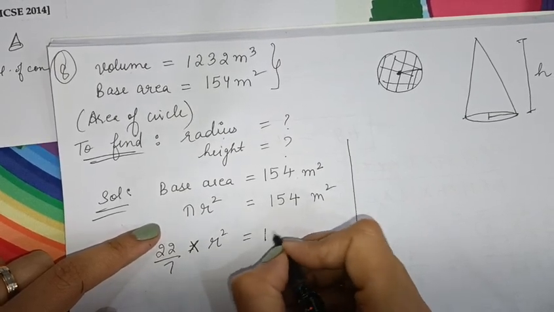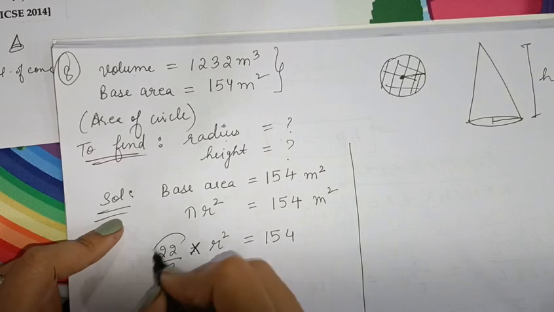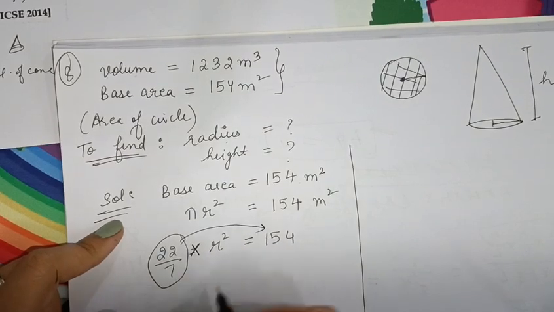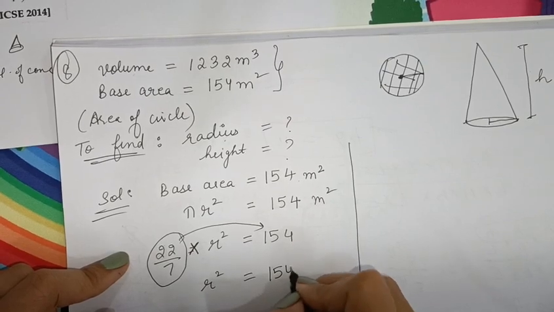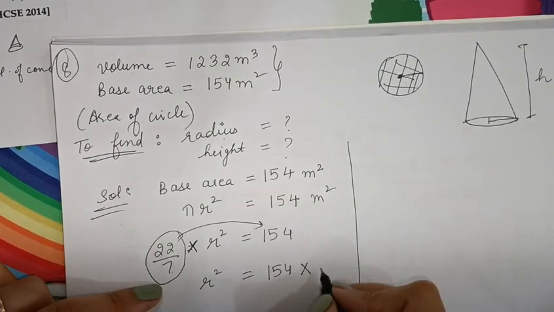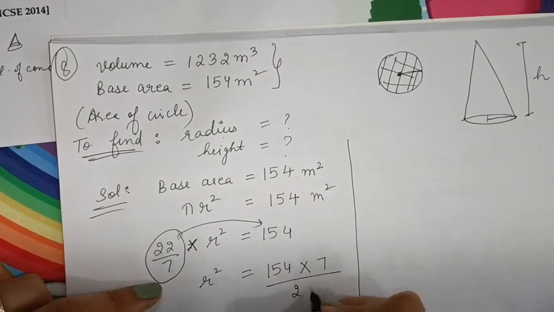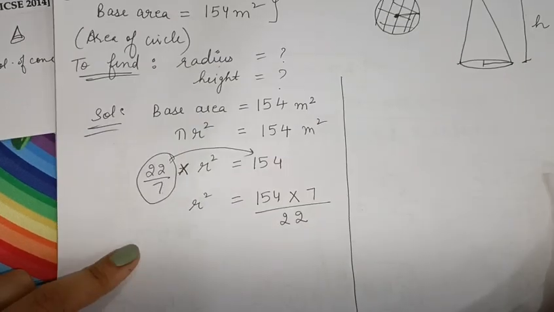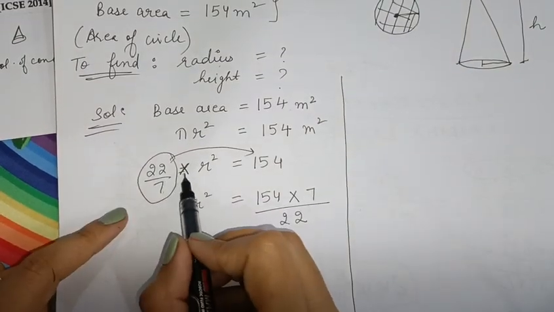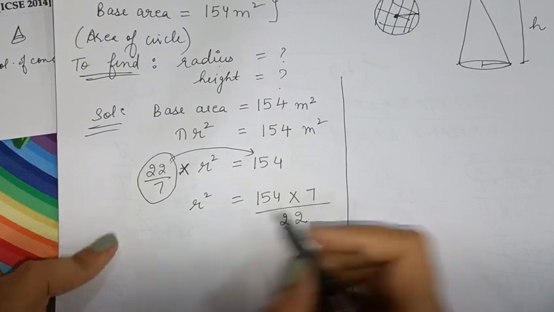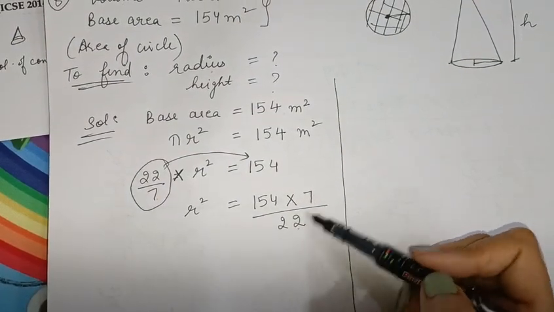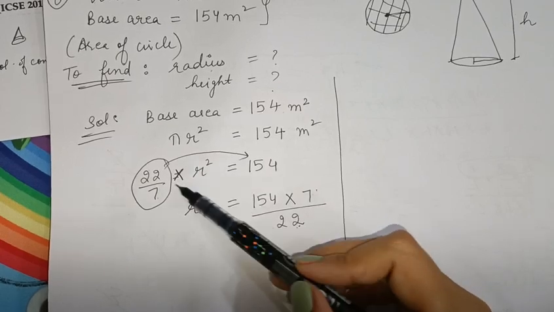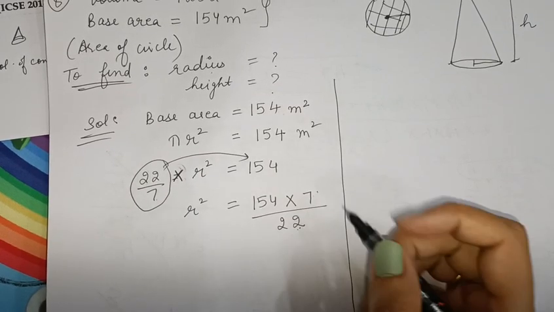I am writing it. So 154. Now this will shift to other side. It is getting multiplied. So r square is equals to 154 into 7 will go top and 22 down. So whenever a fraction you are shifting to the other side and it's getting multiplied, make sure you write its reciprocal. So 22/7's reciprocal is 7/22. Only in case the fraction is getting multiplied.